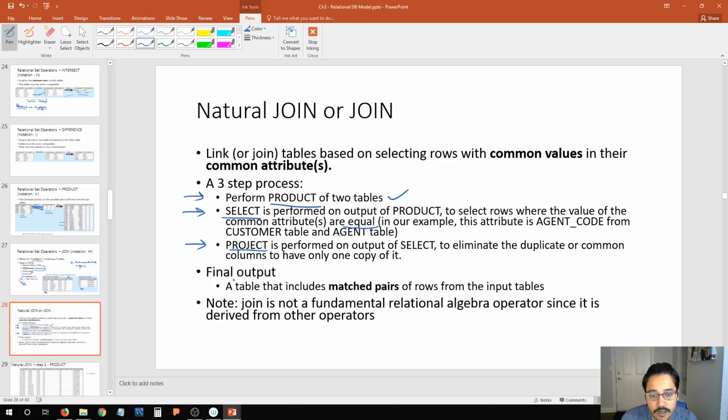So what the final output gives us is basically a table which includes the matched pairs, and this keyword is pretty important. So whenever you're trying to express what join does, you have to say that it gives an output of the matched pair of rows from the input tables. This keyword expression is pretty important. You have to remember this, okay?